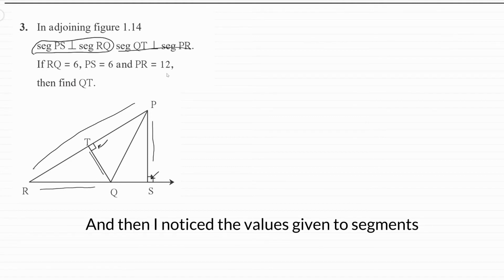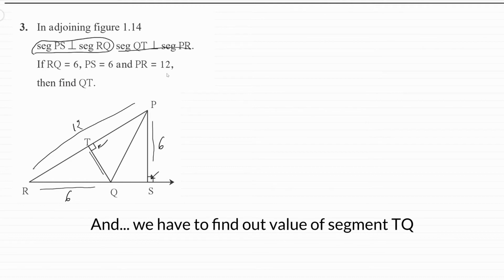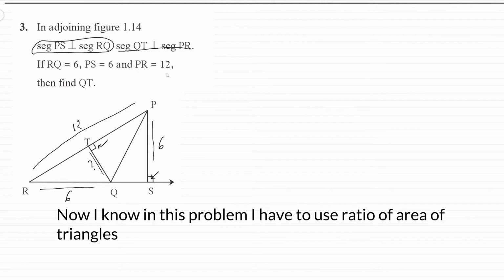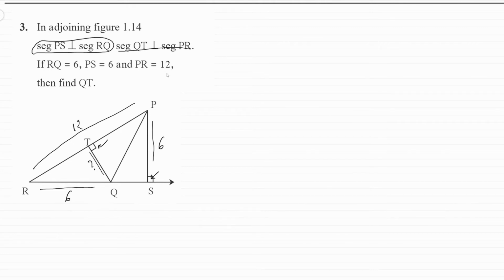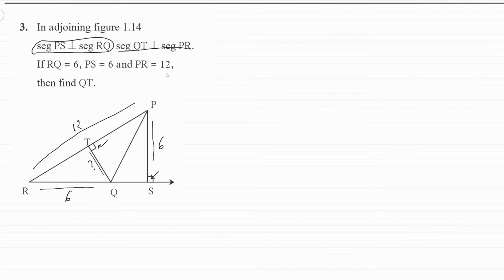तो जैसे कि सेगमेंट RQ का वैल्यू 6 है, सेगमेंट PS का वैल्यू 6 है, और सेगमेंट PR का वैल्यू 12 है, और सेगमेंट TQ का वैल्यू वो हमको फाइंड आउट करना है. अब ये QT का वैल्यू कैसे फाइंड आउट करते हैं? अभी इतना तो पता है कि इस प्रॉब्लम में मुझे रेशियो ऑफ एरिया ऑफ ट्रायंगल, फिर उसका जो बेस है, हाइट है, उसको लेके मुझे ये प्रॉब्लम सॉल्व करना है, इतना मुझे पता है.